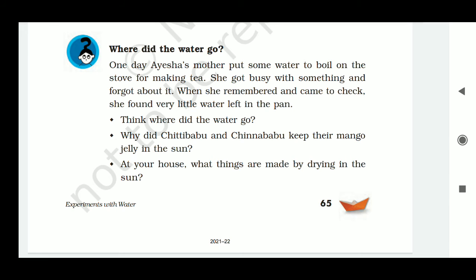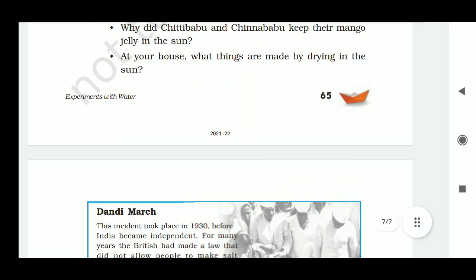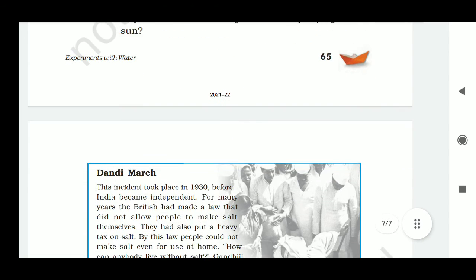Why did Chitti Babu and Chinna Babu put their mango jelly in the sun? This is a similar question. Whenever we put wet material in the sun, it helps. Whatever water is there in the material, the heat of the sun will convert the liquid form of water into vapor. So that is the answer to this question. At your house, what things are made by drying in the sun? You can ask your parents about this activity.